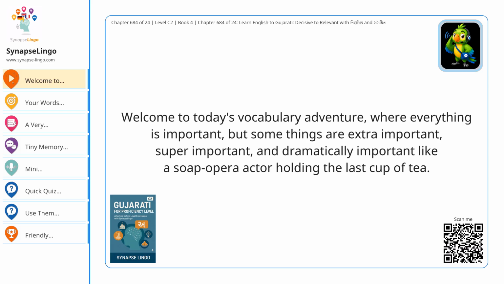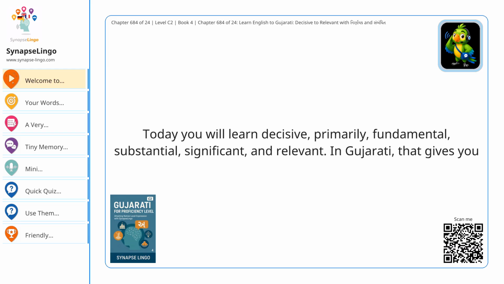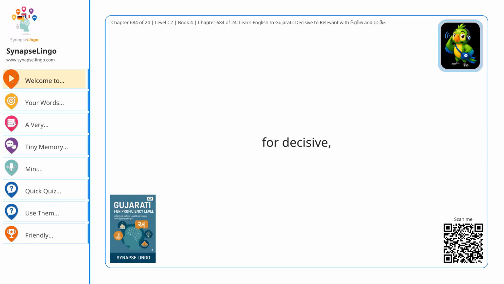Welcome to today's vocabulary adventure, where everything is important, but some things are extra important, super important, and dramatically important, like a soap opera actor holding the last cup of tea. Today you will learn decisive, primarily, fundamental, substantial, significant, and relevant. In Gujarati, that gives you निर्णायक for decisive, मुख्यत्वे for primarily, मूलभूत for fundamental, महत्वपूर्ण for substantial, महत्वपूर्ण for significant, and संबंधित for relevant.